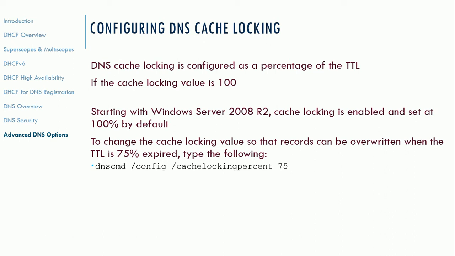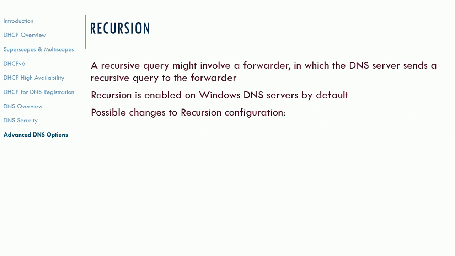Basically, the way it works is whenever you have DNS caching, there's a TTL value for the DNS cache. TTL is the time to live. That means how long you keep the information that you've received. If you set the cache locking value to 100, that basically means the data can never be overwritten, because it's locked for 100% of the time to live. But you could set that at a lower value, like 75%, and then it would allow the record to be updated once the time to live reaches 75%. That way, a device might need to update that record before it expires. So that's how cache locking basically works.